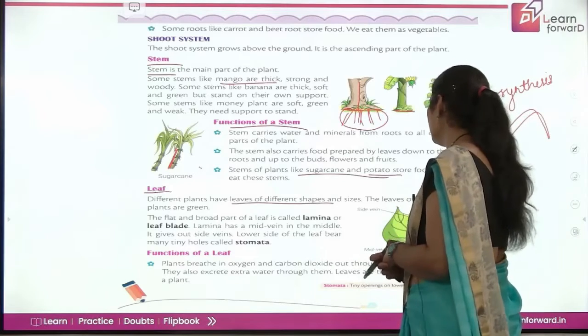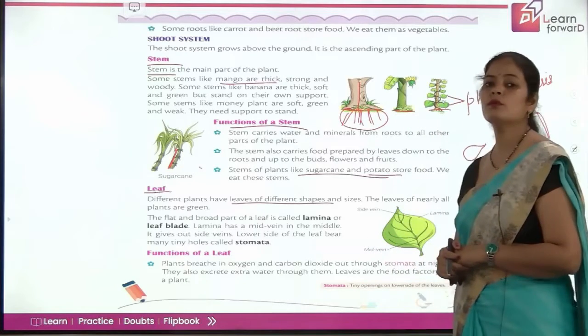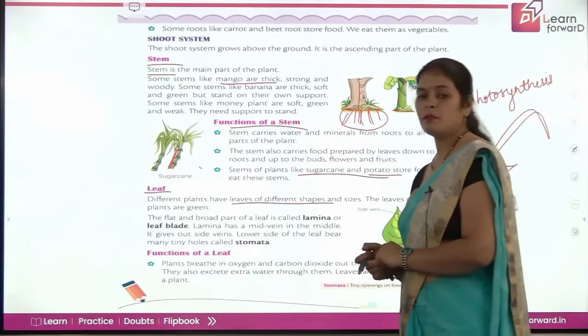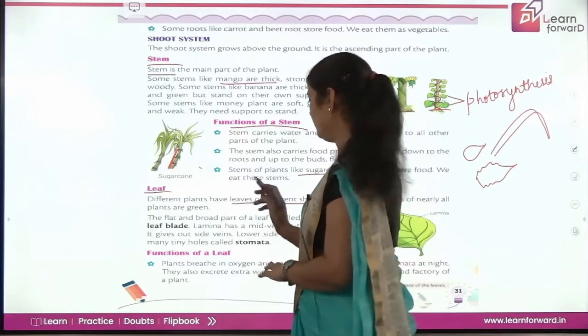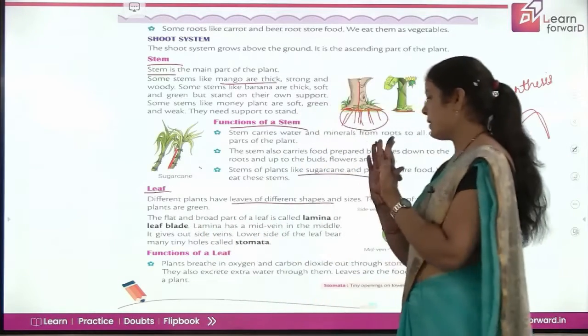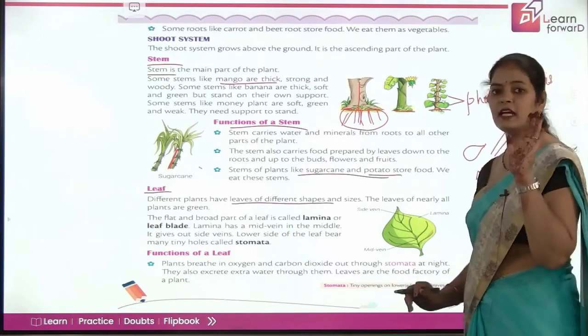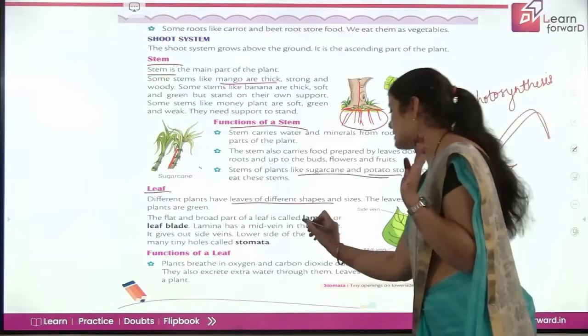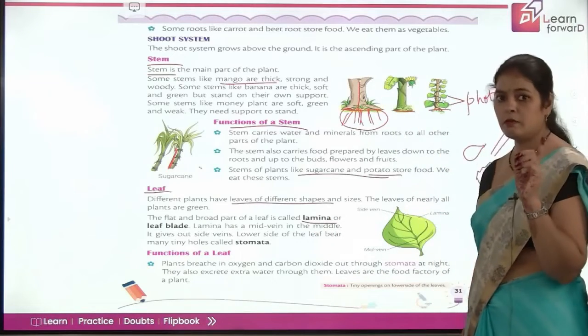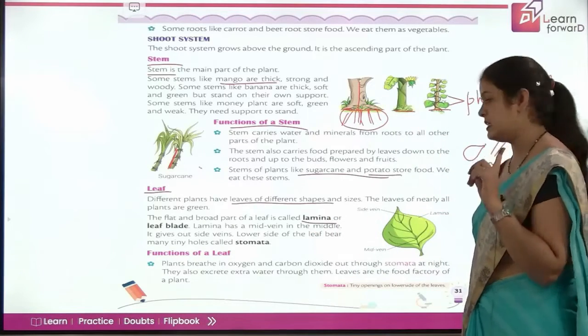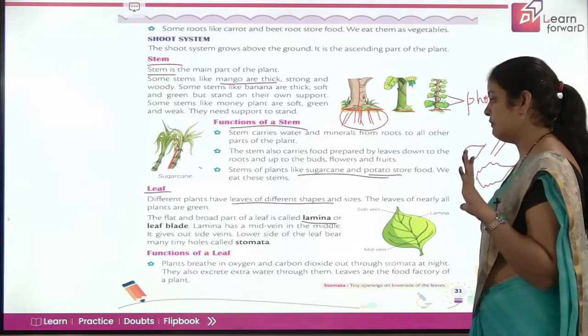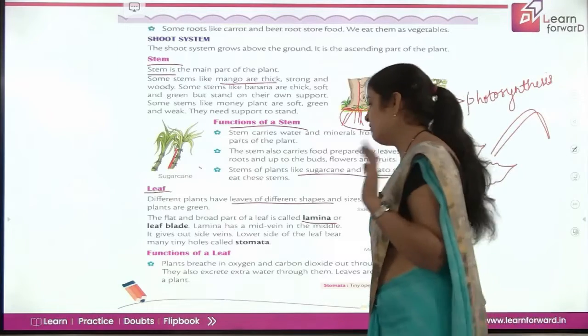The leaves of nearly all plants are green. So the majority of the plants have green colored leaves. The flat and broad green part of the leaf is called lamina or leaf blade. Remember, I've told you this in the first slide itself. So the broad part of the leaf is called lamina or leaf blade.